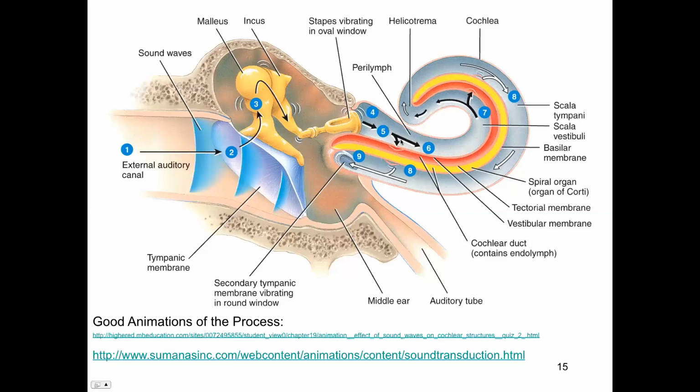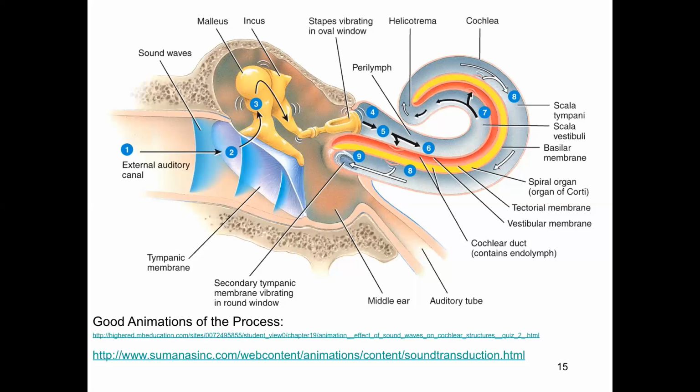Now, if we have a more low frequency sound, it's going to flex that vestibular membrane further away from that oval window. So this is how the brain can tell a high pitch from a low pitch sound. Now we still haven't told you how the hair cells are bent. So let's get into that.